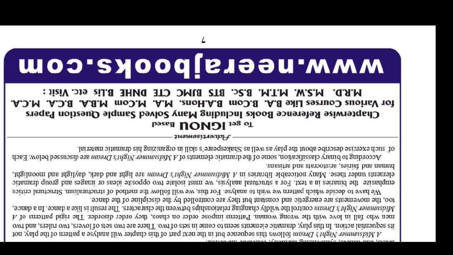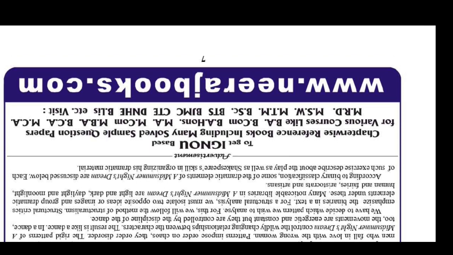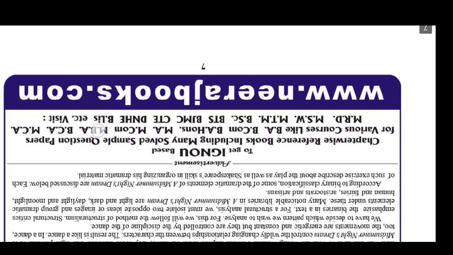In this play, dramatic elements seem to come in sets of two. There are two sets of lovers, two rulers, and two men who fall in love with the wrong woman. Patterns impose order on chaos. They order disorder. The rigid pattern of A Midsummer Night's Dream controls the wildly changing relationships between the characters. The result is like a dancer in a dance. The movements are energetic and constant, but they are controlled by the discipline of the dance.